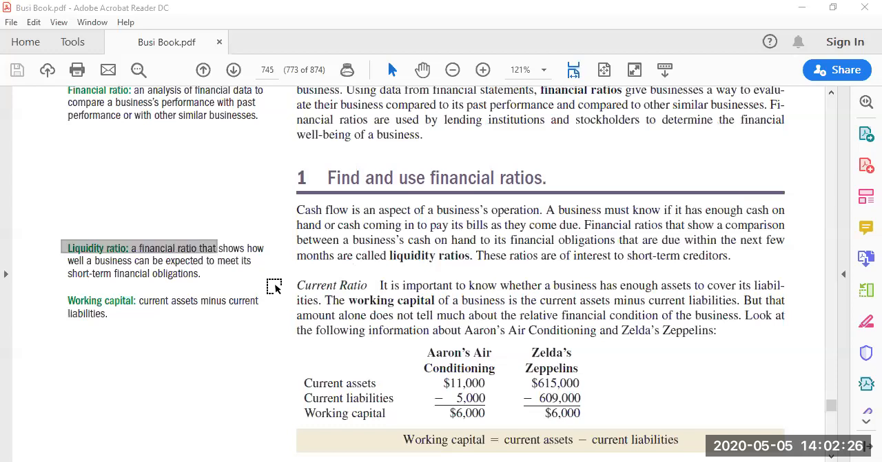What is a liquidity ratio? First off, what is liquidity? Liquidity refers to converting assets to cash. So your liquidity ratio is a financial ratio that shows how well a business can be expected to meet its short-term financial obligations. To meet your short-term financial obligations, you need cash. How quickly can you convert your assets into cash in order to pay your short-term obligations? This is the liquidity ratio.